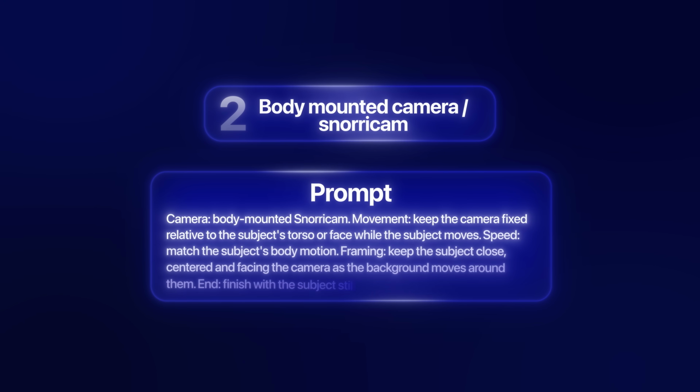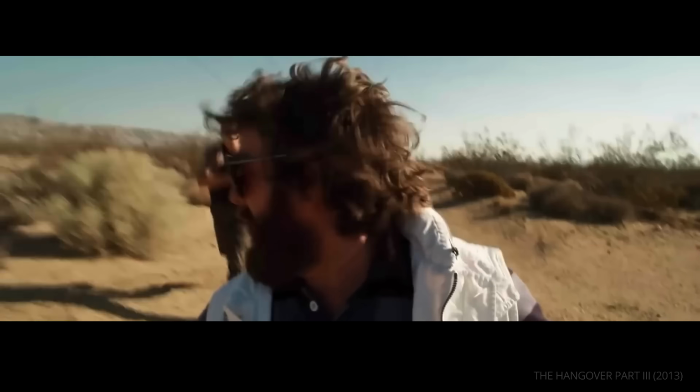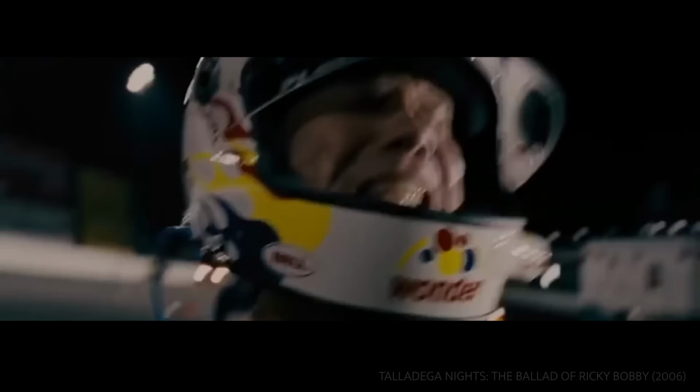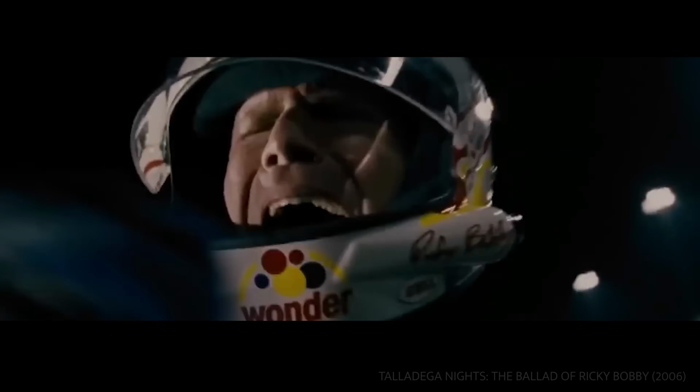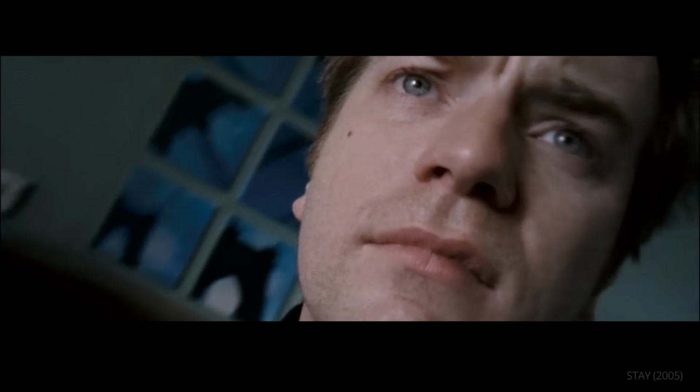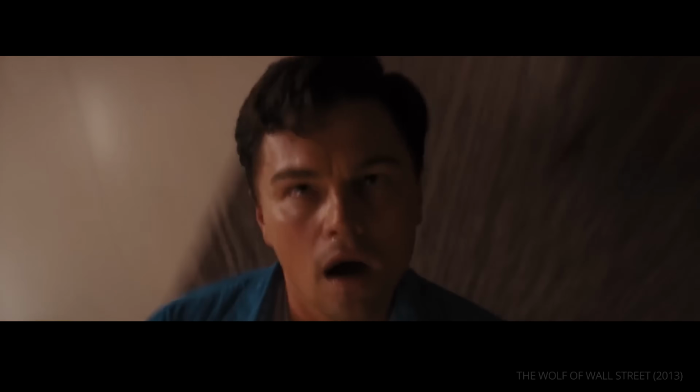Then we have body-mounted camera, or SnorriCam. This is basically strapping the camera directly to the actor's chest, pointed straight back at their face. Because the camera is locked to their torso, their head stays completely frozen in the center of the screen, while the entire background shakes violently around them. You can use this to illustrate hysteria or being drunk or being in a massive panic attack.